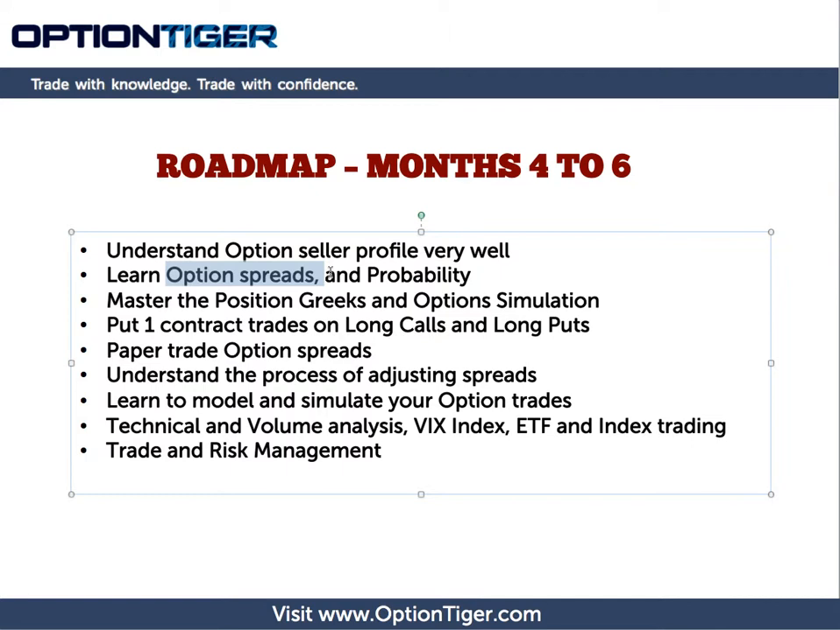So this is a very key step in this roadmap. Months 4 to 6 is when you're going to be dealing with option spreads, and you also need to understand all the other things. You're going to have to get into technical analysis, volume analysis. What is the VIX index? What are ETFs? How do you trade ETFs? How do you trade indexes? Trade management, risk management. These are all the things that make you a complete trader. During this time, you're going to be studying all of these different things, but you're still paper trading option spreads at this point. Although you might be putting 1 or 2 contract trades on your single options, you're not doing that with option spreads yet.